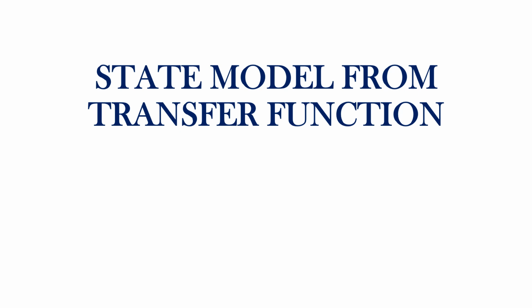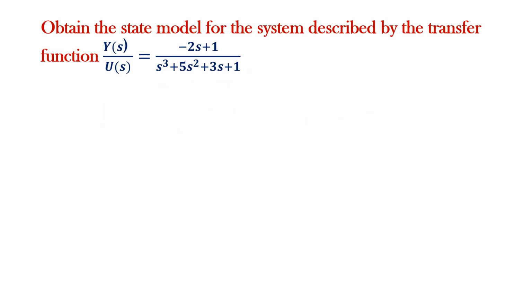In this video, I am going to explain how the state model is derived from the transfer function. Consider a problem. Obtain the state model for the system described by the transfer function y of s divided by u of s equal to minus 2s plus 1 divided by s cube plus 5s square plus 3s plus 1.